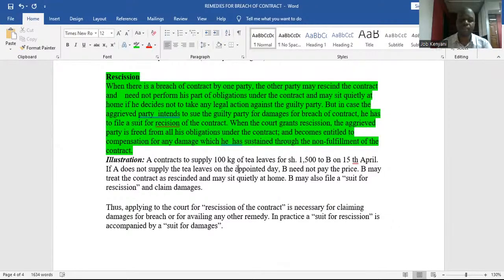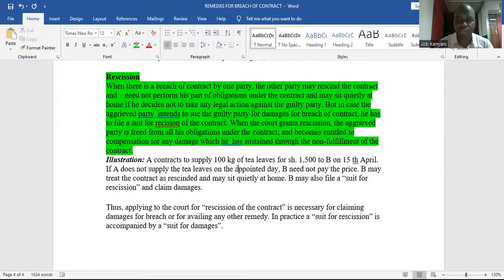So for you to claim for the damages, you have to sue the other party. You have to sue, but before you sue, you cannot claim for the damages. But you can do what? You can sit quietly at home. So you won't bother to even ask again whether the tea leaves are coming or not.